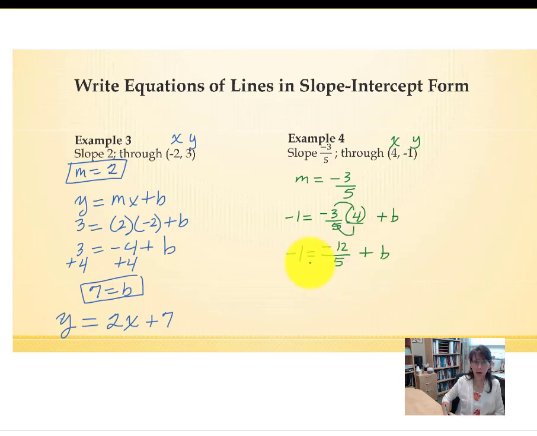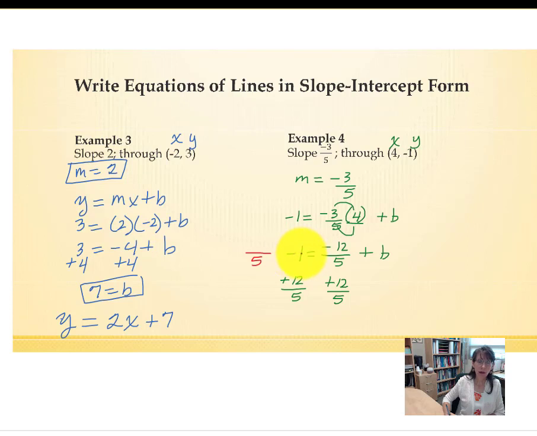So this looks a bit awkward, but that's okay. We'll be able to work with it. We want to add 12/5 to both sides of the equation so that we can solve for b. However, when I add 12/5 to both sides, I don't have terms that have a common denominator. So we need to think of another way to write negative 1 so that its equivalent fraction will have 5 in the denominator.